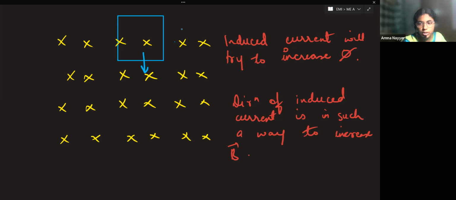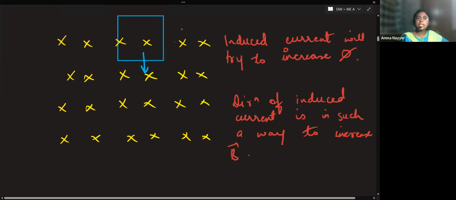Rifat, you tell me, if this coil is coming inside the magnetic field, will the flux increase or decrease? This is coming inside this region. Will the magnetic flux increase? Yes, definitely. Because magnetic field lines are increasing, so magnetic flux will increase.